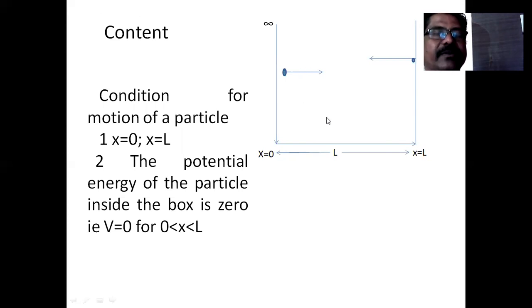The second condition for the motion of the particle inside this box is that the particle is a free particle. That means it is not subjected to any external force. The potential energy is taken to be zero inside the box, that is, V equals 0 for x lying between 0 and L, so 0 is less than x is less than L.